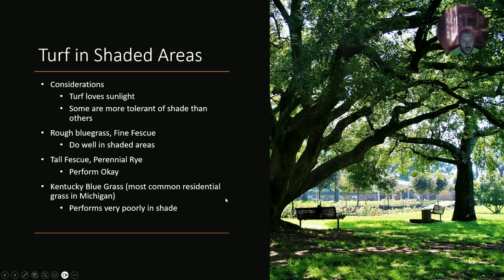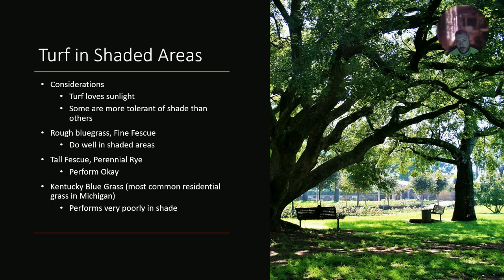So let's talk about some turf and shaded areas. And this is a great picture. Nice little park, some massive trees, and then we got some turf below it that's really, really sparse. Why is that turf sparse? Because turf likes sun and trees are competitors. That tree is definitely taking over the sun and that turf is thinning out.